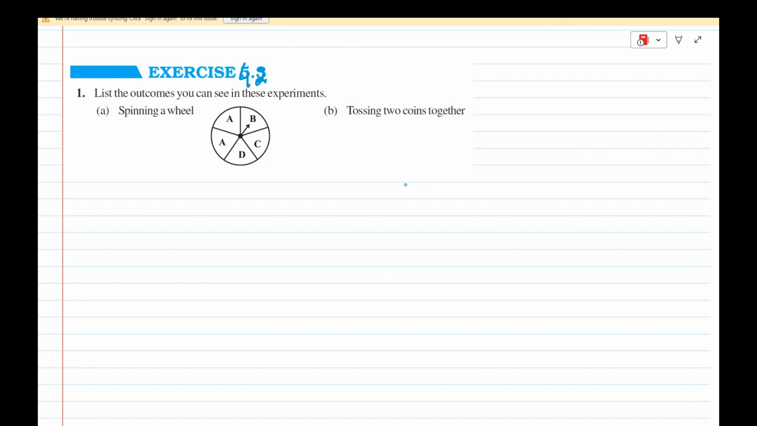So the first question says, list the outcomes you can see in these experiments. Spinning a wheel: in a wheel, I can see all these. So what is the outcome? Outcome is A, B, C, and D. There is 2A, so I need not write it. Only A, B, C, D are the outcomes. And outcomes are always written in a curly bracket, which is also known as braces or middle bracket. There are different names. So it's a curly bracket. We write outcomes of an event in a bracket, separating them with commas.